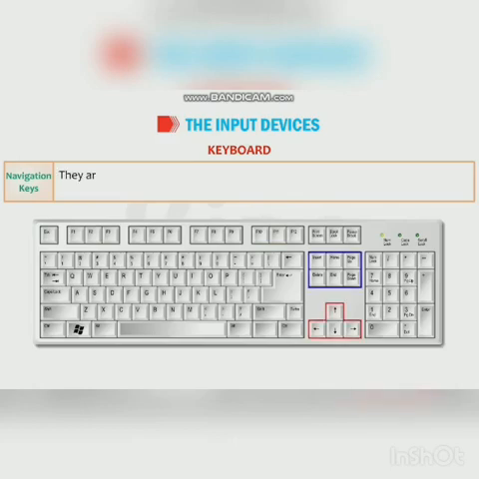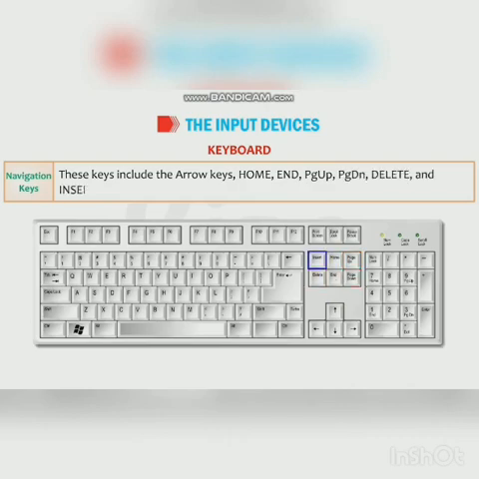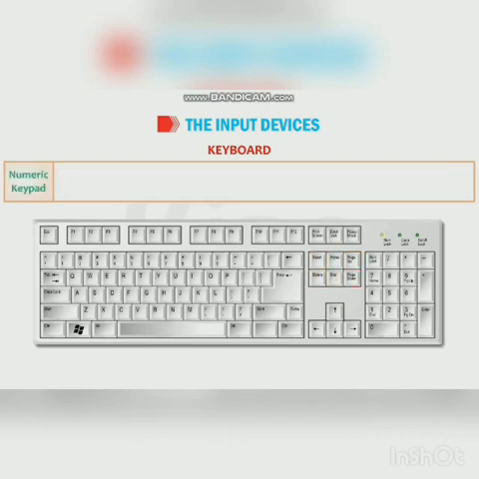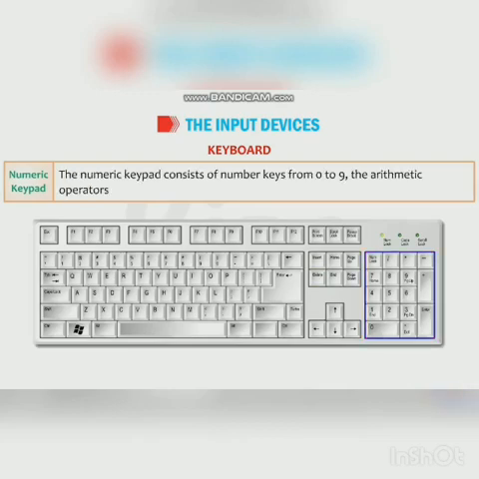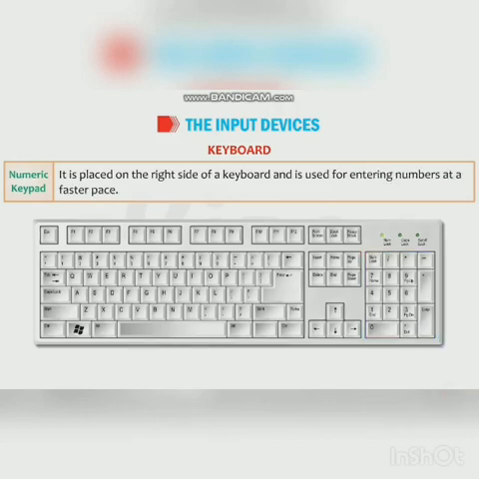Navigation keys. They are used for moving through documents or web pages and sometimes for editing the text. These keys include the arrow keys, home, end, page up, page down, delete, and insert keys. Numeric keypad. The numeric keypad consists of number keys from 0 to 9, the arithmetic operators and the decimal point. It is placed on the right side of the keyboard and is used for entering numbers at a faster pace.